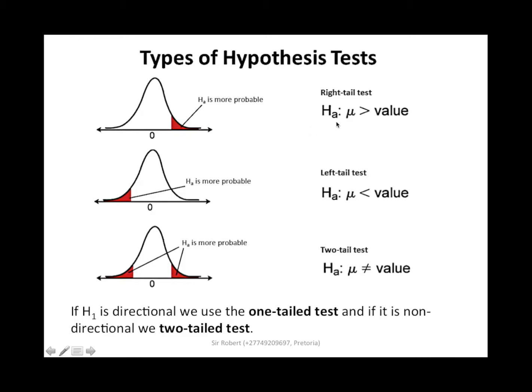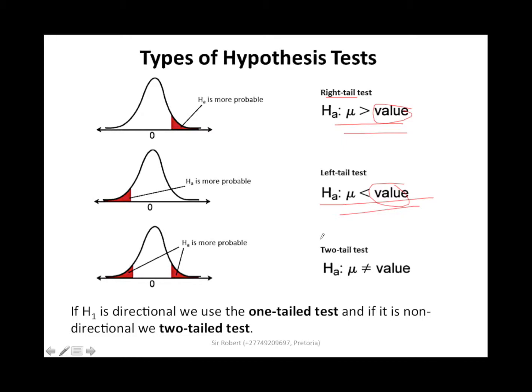So let's illustrate in this type of hypothesis test. So when it's greater, you say your HA or the alternative hypothesis, you say it's greater than. We are testing that greater than a certain value. So this is a right-tailed test. Then a left-tailed test is less than. We are testing that a certain mean is less than a certain value on this side.